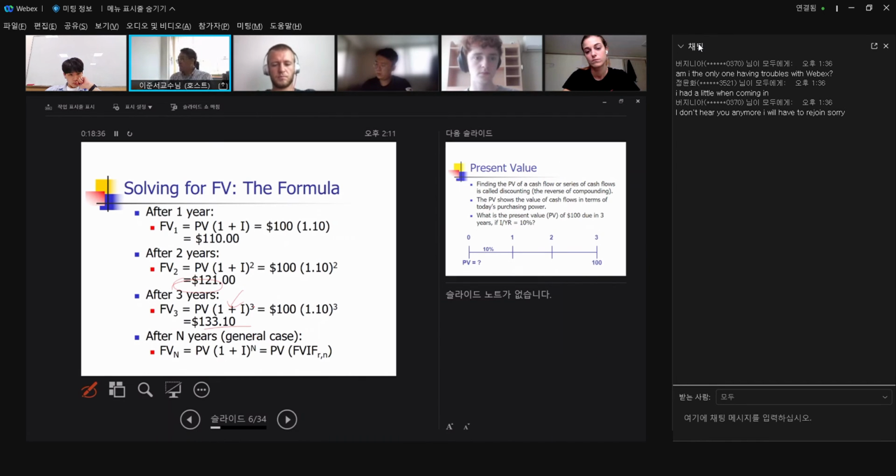So if we generalize this case, we say future value after n years equals present value times (1 plus i) to the power of n. Okay, so this (1 plus i) to the power of n is also called the future value interest factor, the future value interest factor of interest rate i and n years. So (1 plus i) to the power of n can be expressed by FVIF(i,n), right?